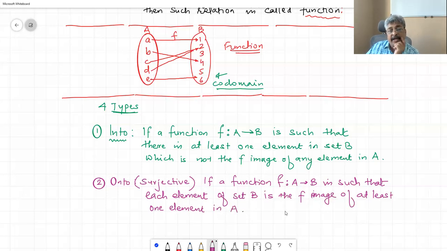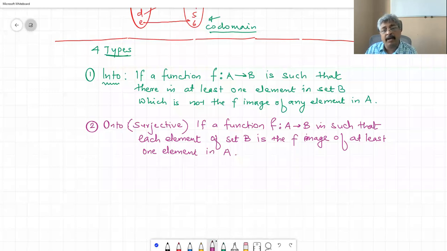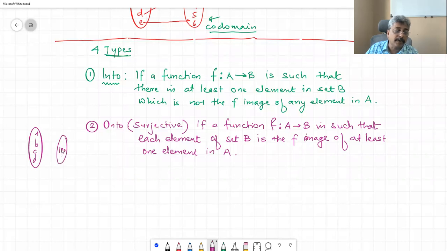Now this at least one element in A is okay, because you can have many elements in A having the same image. Many products in the shop may have the same price. That is okay. So suppose you have A, B, C, D and the codomain contains only 100 rupees. Everybody is connected to 100. This is onto, because each element of set B is the F image of at least one element in set A. So that is surjective, onto.